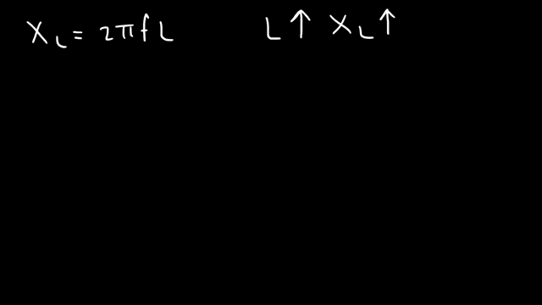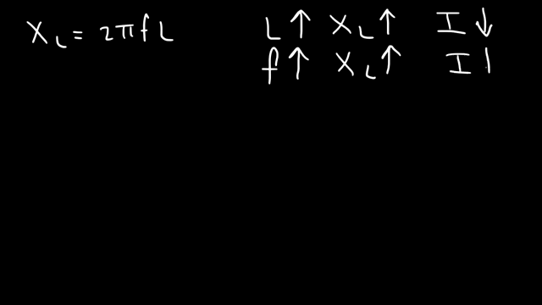So let's review some formulas that we went over. The inductive reactance is 2 pi F L. So if you increase the inductance of the circuit, the inductive reactance will increase. And if the inductive reactance increases, the current in a circuit will decrease. If you increase the frequency of the AC signal, the inductive reactance will increase. And so the current will decrease.